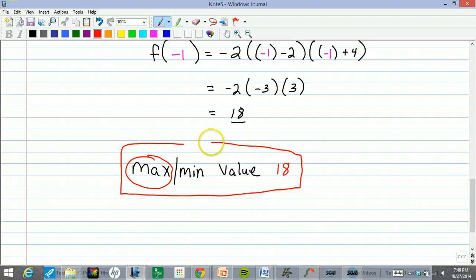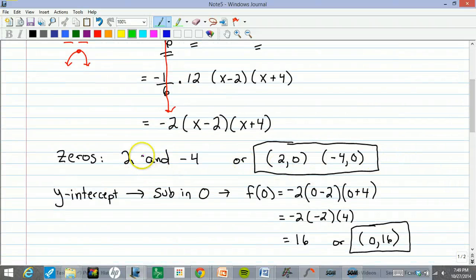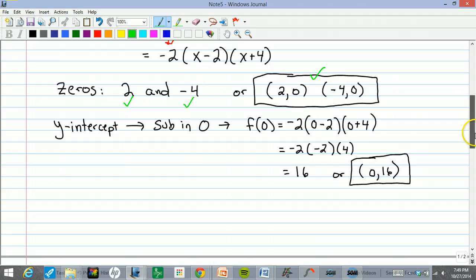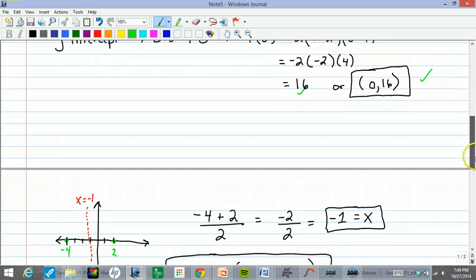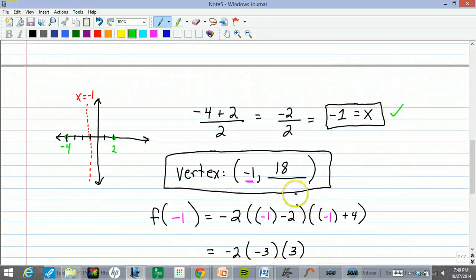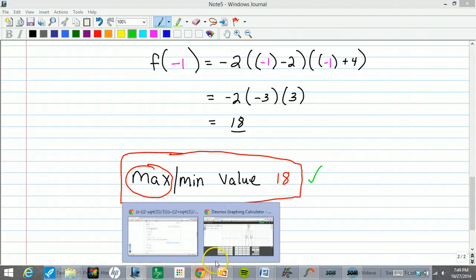So let's see, did we get all the key features? Scrolling way back to the beginning, our zeros are negative 4 and positive 2, or as x-intercepts, 2, 0 and negative 4, 0. Our y-intercept is 16, or we can say it's 0, 16. The axis of symmetry, x equals negative 1. The vertex therefore is negative 1. We plug that in to find the output was 18, and therefore that means our max value is 18. And just check this with the graph.